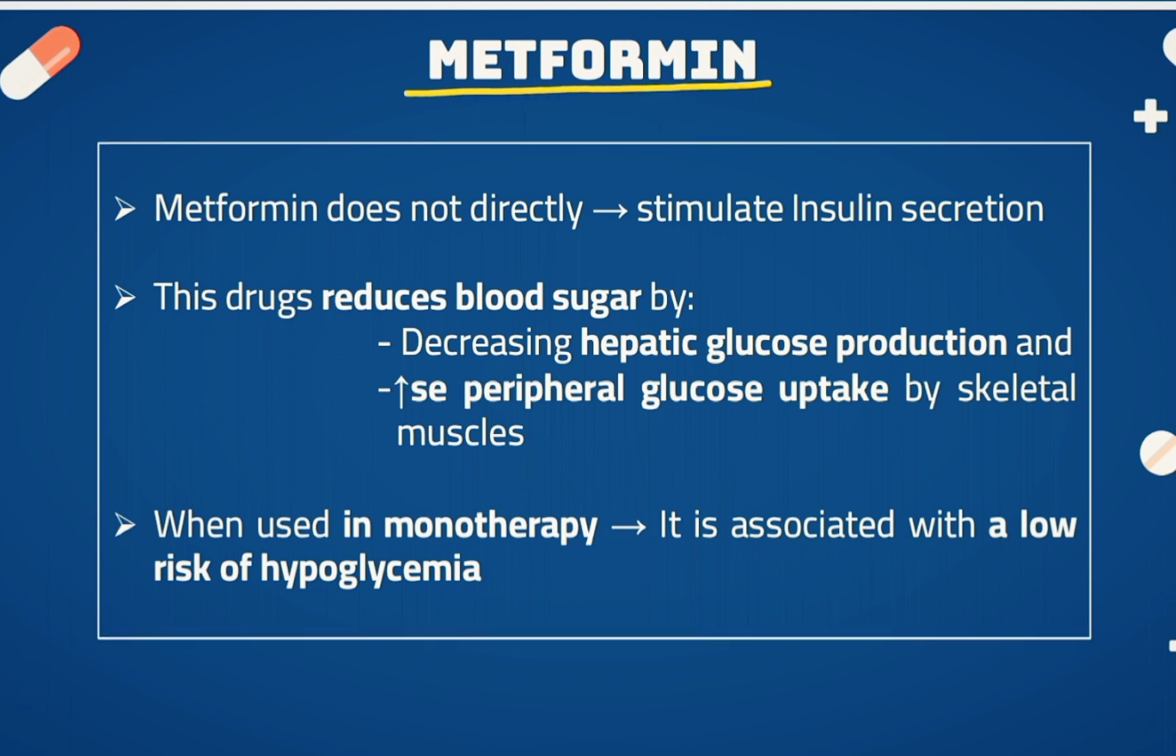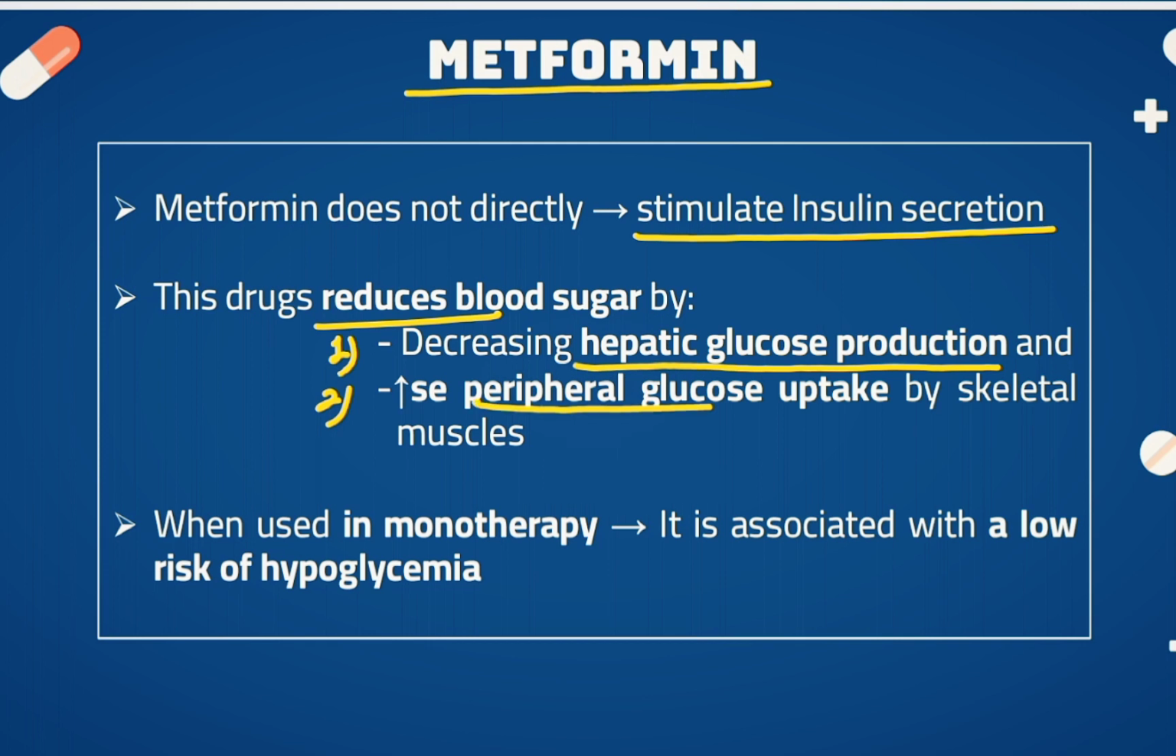So metformin has a different mechanism of action compared to sulfonylureas and meglitinides, which are insulin secretagogue drugs. Metformin has no direct effect on insulin secretion, and it reduces blood sugar by two mechanisms. First, by decreasing hepatic glucose production, and second, by increasing peripheral glucose uptake, meaning glucose utilization by the skeletal muscles.